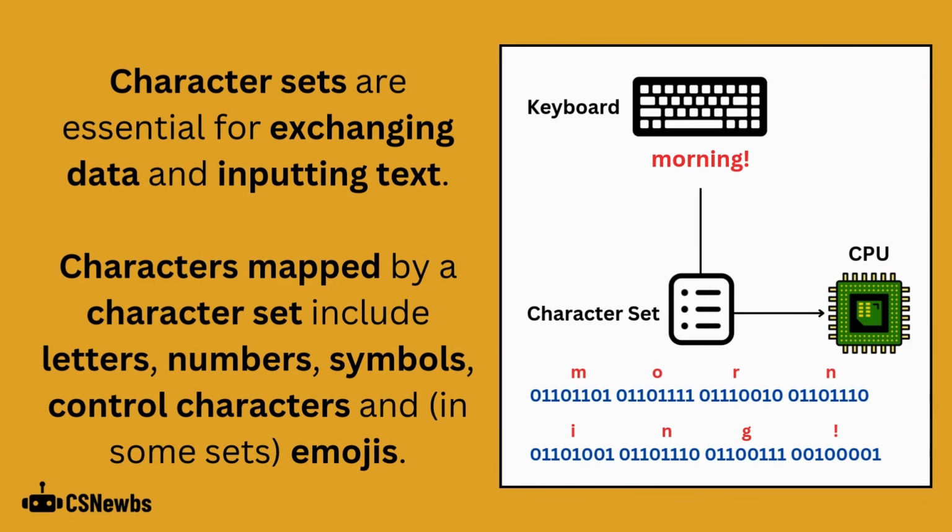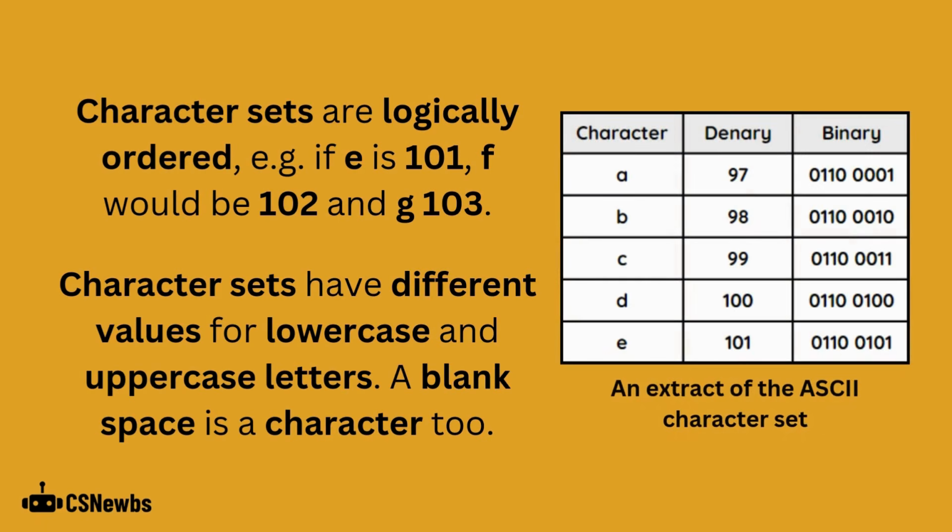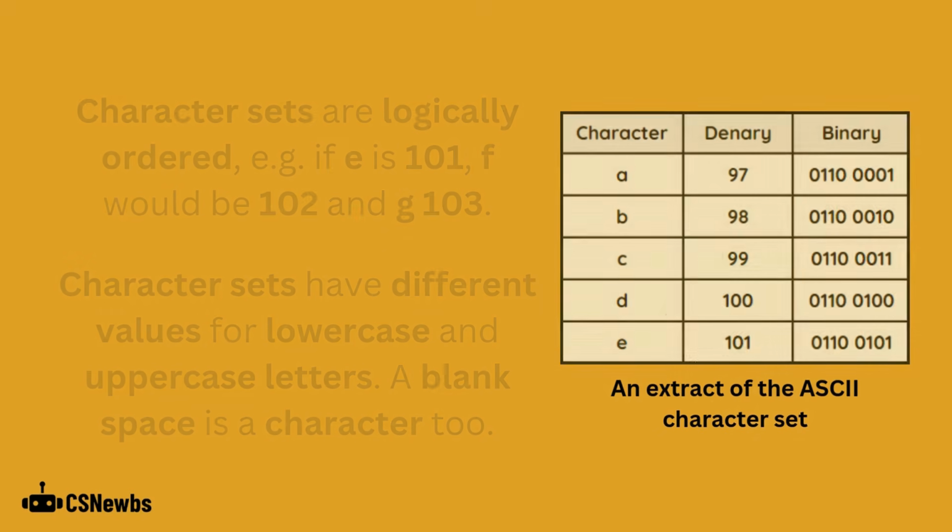Characters mapped by a character set include letters, numbers, symbols, control characters like backspace and tab, and in some sets, emojis. In this example, the word morning and an exclamation mark have been converted into binary using the ASCII character set. Character sets are logically ordered. For example, if E was equal to 101, F would be 102, G would be 103, and so on. Character sets have different values for lowercase and uppercase letters, and a blank space is also a character.